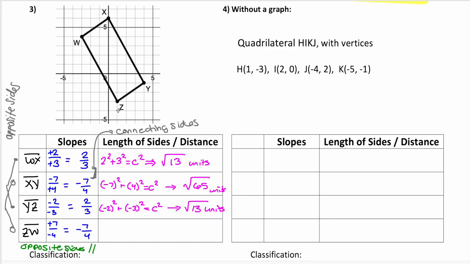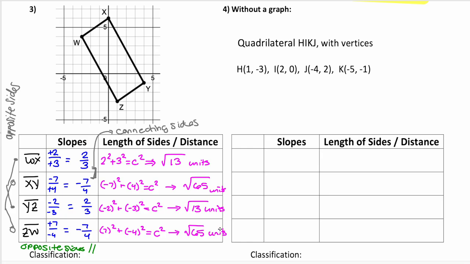And our last one from Z to W, I can count 1, 2, 3, 4, 5, 6, 7. 1, 2, 3, 4. So I'll use a 7 and a 4, which over here I do have my change in Y is 7, plus my change in X was negative 4, so I'll put that in parentheses, negative 4 parentheses squared. And again, I don't have to use any signs because distances will always be positive. And this will equal C squared. Solve for C by taking the square root. 7 squared is 49. Negative 4 squared is positive 16. 49 and 16 is 65. So we have the square root of 65 units.